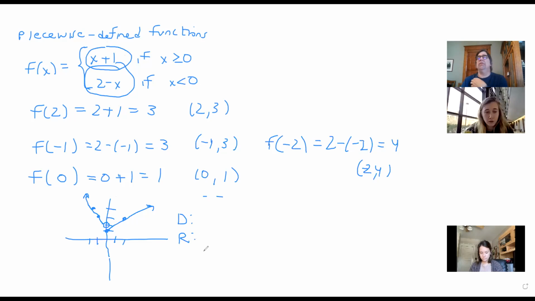What's the domain and what's the range for this function? Are there any x values we cannot use? It looks like we can use them all. But for the range, you're looking at the graph, we definitely have some restrictions on range because the lowest number in the range is 1. Is any number bigger than 1 also going to be in range? Yes. Any number less than 1? No.